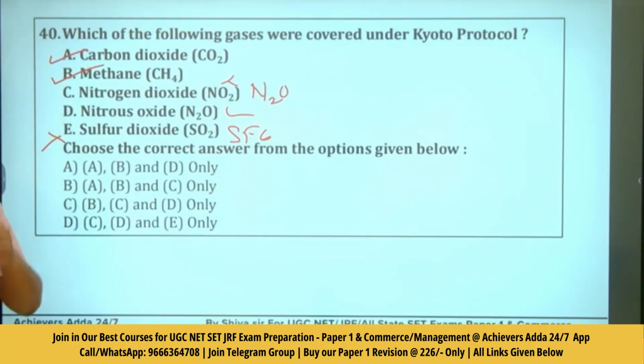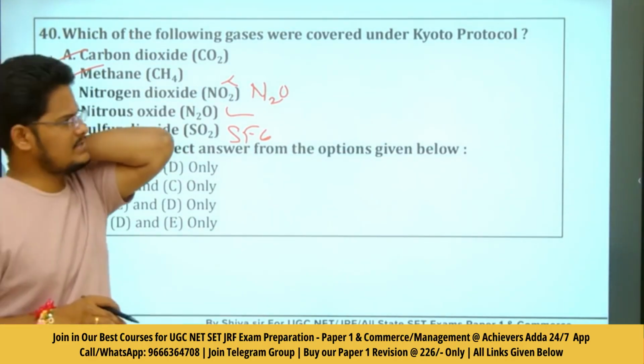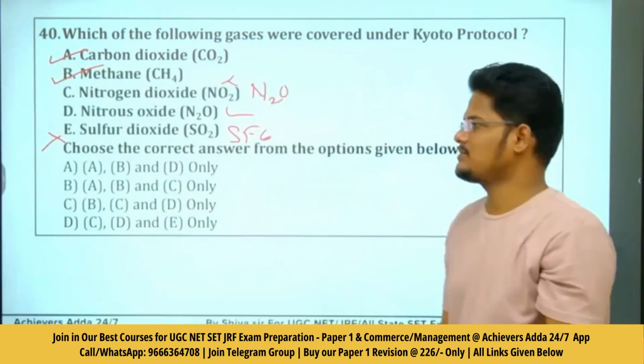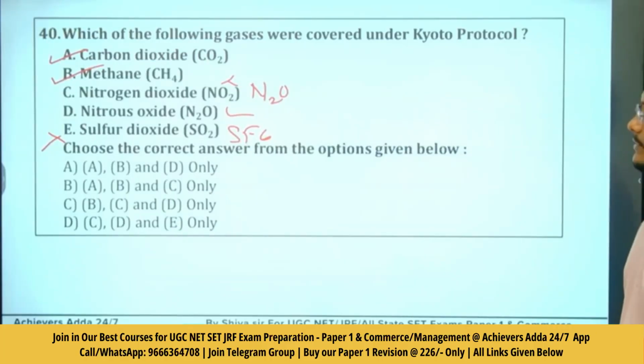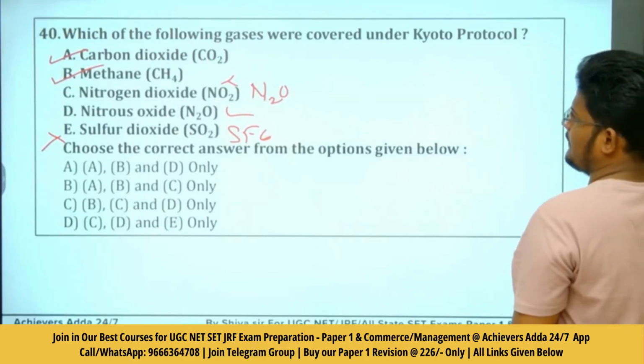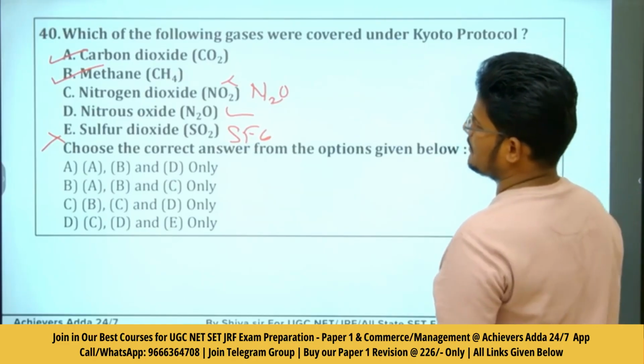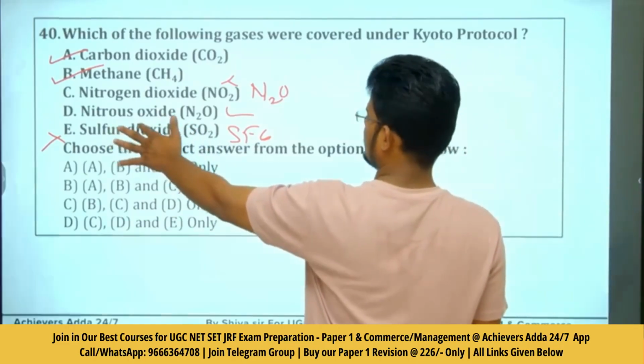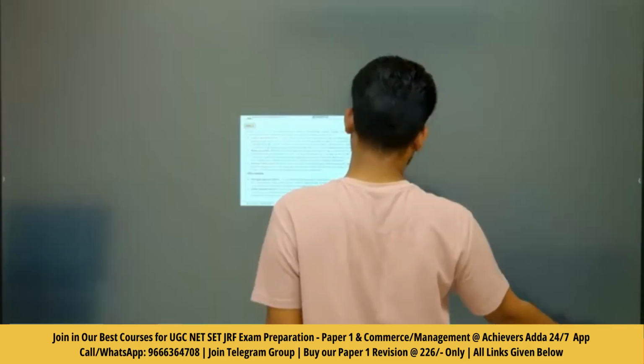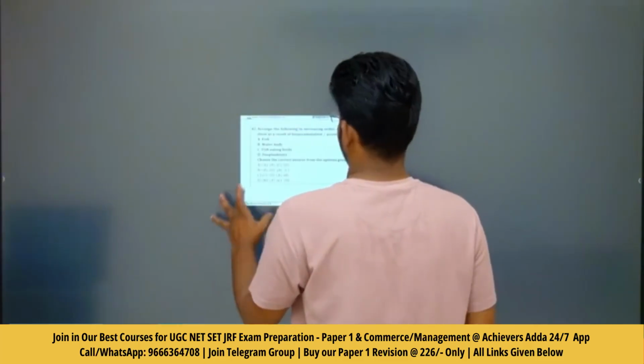Sulfur hexafluoride is there. And perfluorocarbons, sulfur hexafluoride, nitrogen trifluoride will be there. Even HFCs, hydrofluorocarbons, will also be there. But NO2 will not be there. N2O will be present. ABD, sorry, ABD. Here sulfur hexafluoride will be there, not sulfur dioxide. Dioxides will not come in the greenhouse gases.